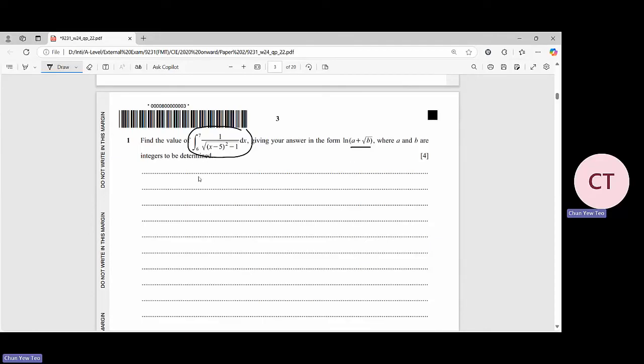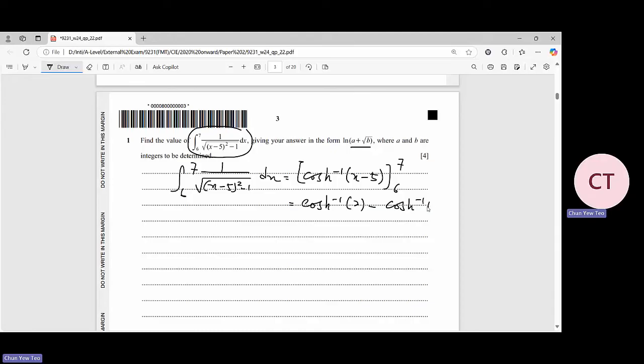For this question, we can just apply the result from the formula booklet, MF19. Integrate from 6 to 7, 1 over the square root of (x minus 5) squared minus 1 dx. You can integrate by using the result from the formula booklet. It will be arcosh of (x minus 5), and then put in the limits 6 to 7. Then this will be arcosh of 2 minus arcosh of 1.